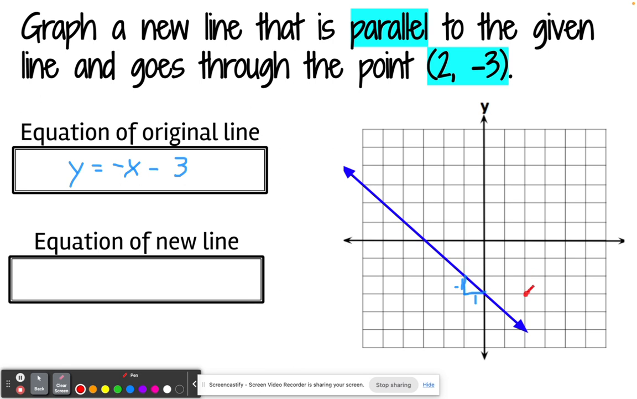My slope is negative 1, so I'll go up 1, left 1, up 1, left 1, up 1, left 1. And I can keep going as long as I wanted to. And let's connect my dots. I like ones because they're nice and just diagonal. That doesn't mean I could draw any straighter, but at least it gives me something easy to shoot for.